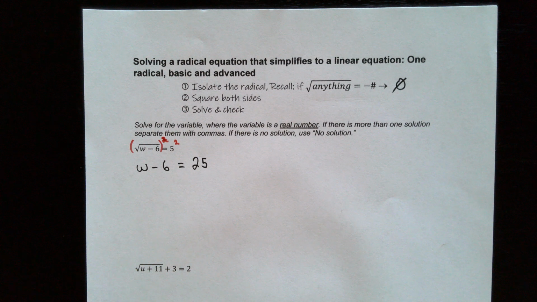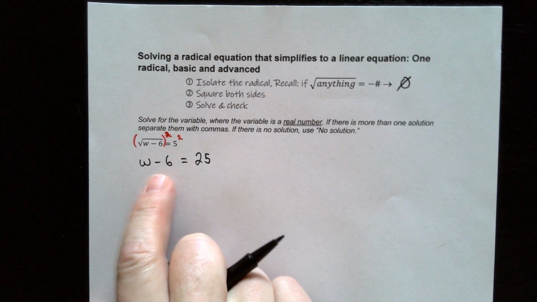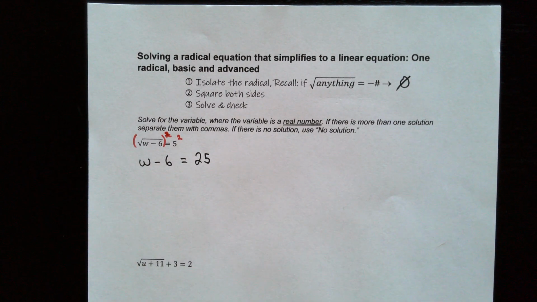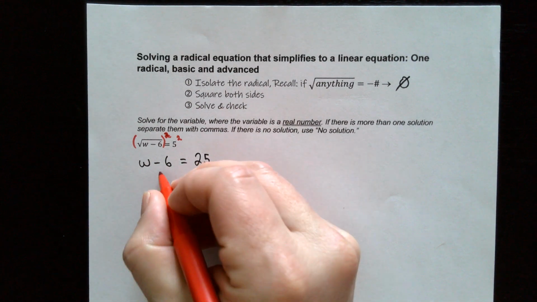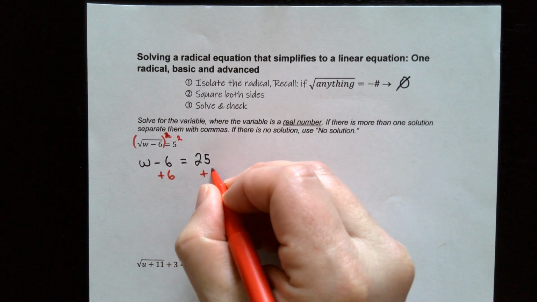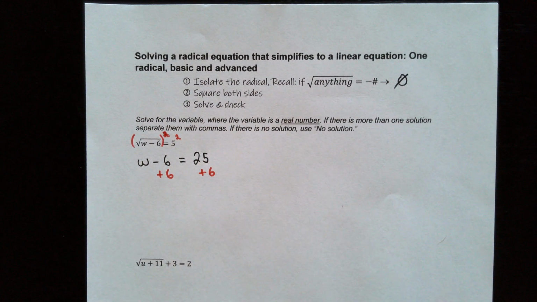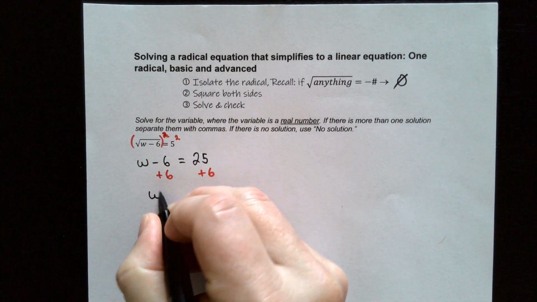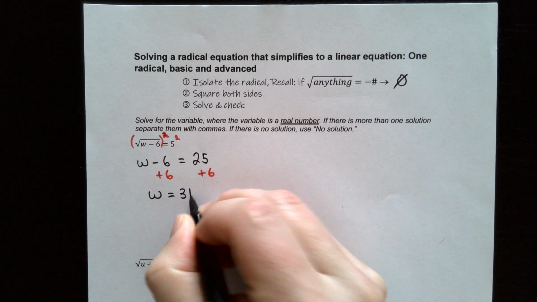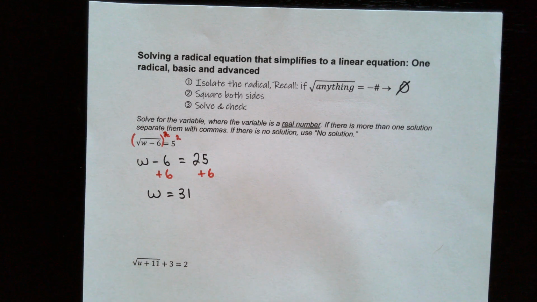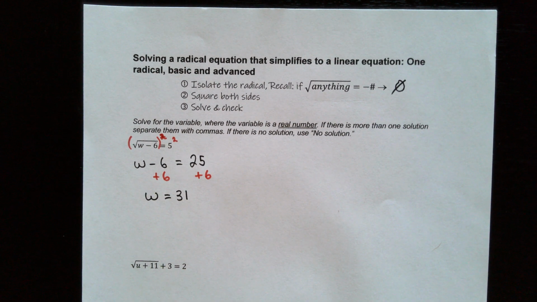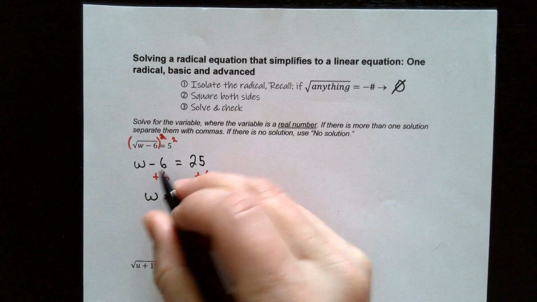Then we will solve for w by adding that 6 to the other side, and that will give us w is equal to 31. Now, we should check our answer on this because occasionally when you start dealing with square roots or radical equations, they can give you answers that aren't actually answers. So we're going to just plug these in and make sure. I'll plug the 31 in there.